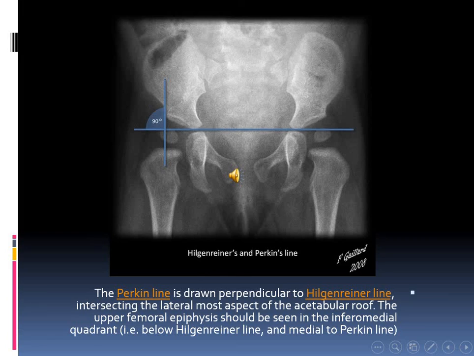Another important line for the diagnosis of DDH is a vertical line called the Perkin line, drawn perpendicular from the lateral-most part of the acetabular roof downward. Normally, the epiphysis should be located medial to this Perkin line. Also, we have the Hilgenreiner line, which is drawn horizontally, and the epiphysis should be located, according to these two lines, in the inferomedial quadrant.